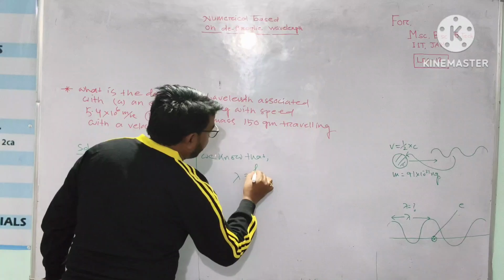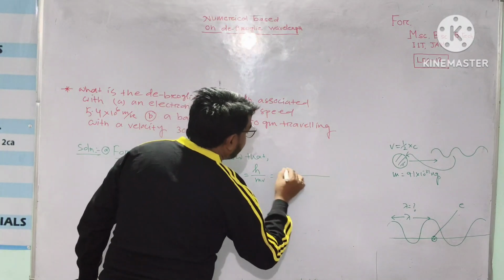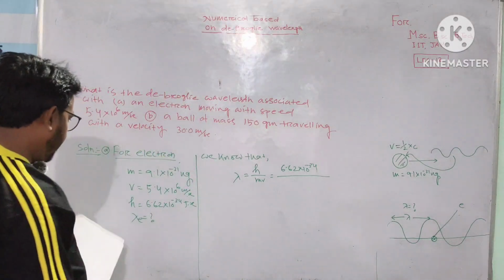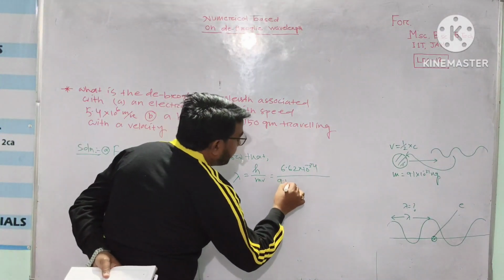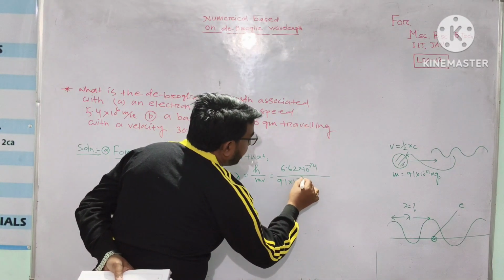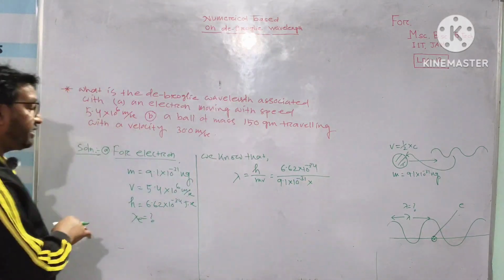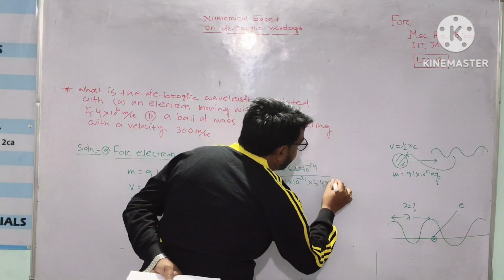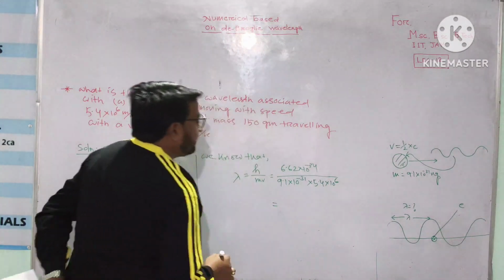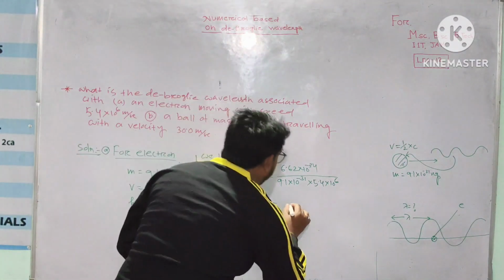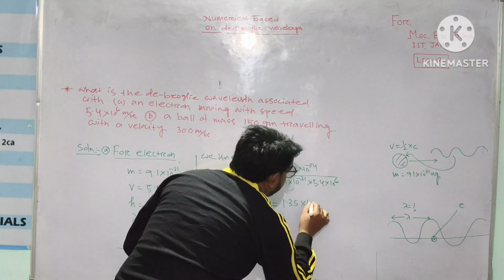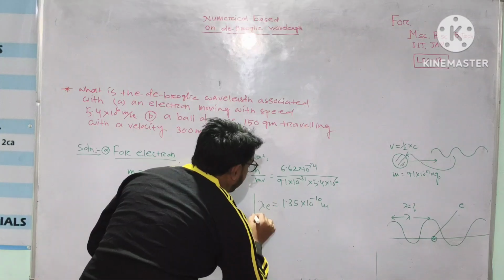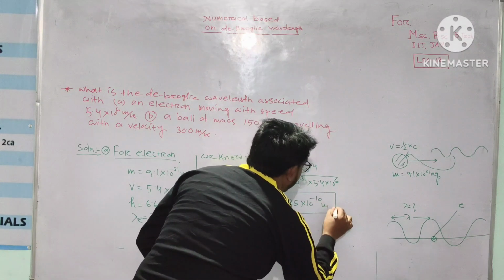lambda equal h by mv. The value of h equal 6.62 into 10 to the power minus 34, mass of electron is equal to 9.1 into 10 to the power minus 31, and velocity of the electron equal 5.4 into 10 to the power 6. After solving this part, you will get 1.35 into 10 to the power minus 10 meter. So this is our required wavelength for the electron.